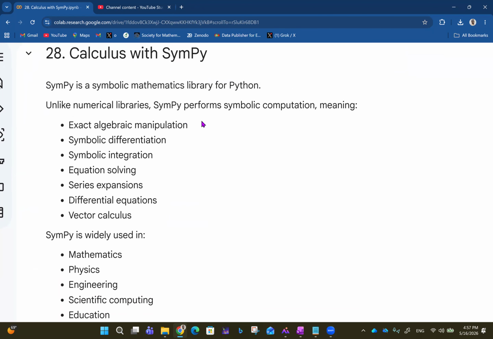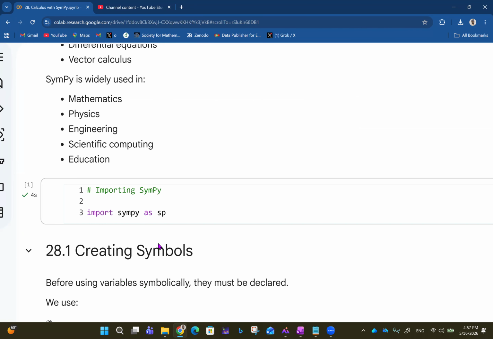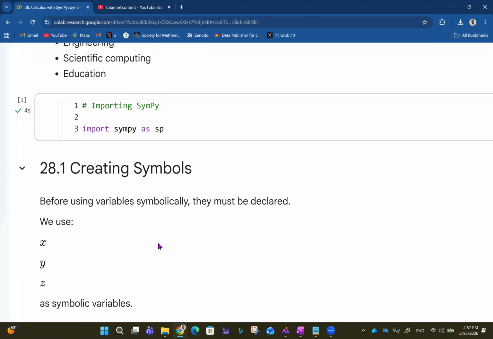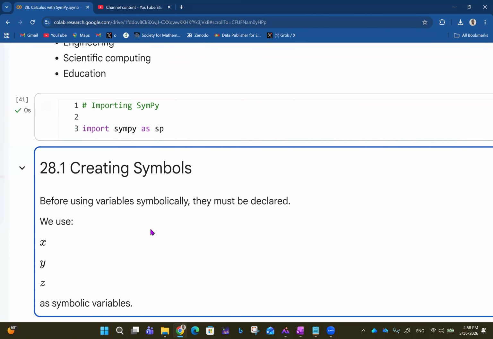Unlike a numerical library, SymPy performs symbolic computation, meaning exact algebraic manipulation, symbolic differentiation, symbolic integration, equation solving, series expansions, differential equations, and vector calculus. SymPy is widely used in mathematics, physics, engineering, scientific computing, and of course, education. After installing SymPy using pip install sympy, you can import it each time you need to use it. And then you can create symbols.